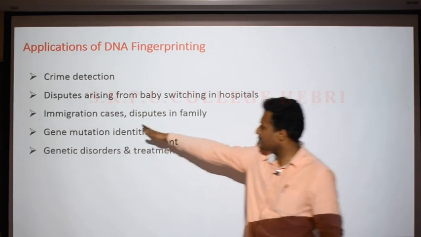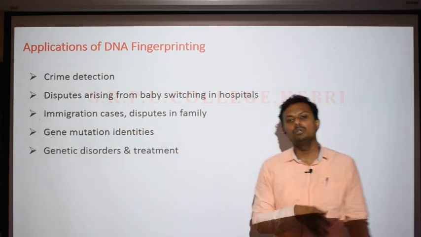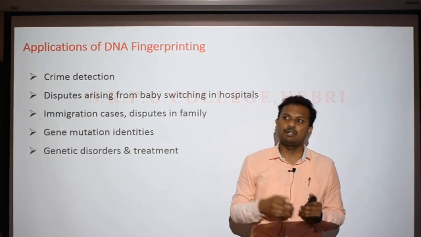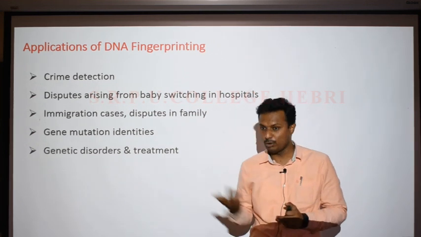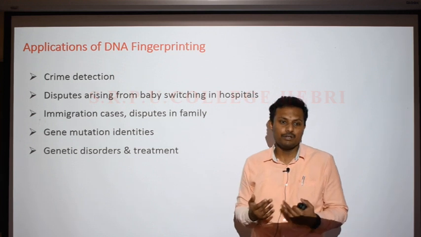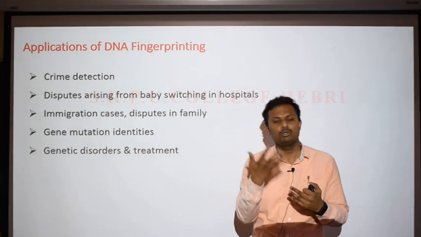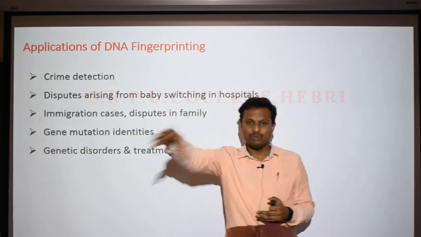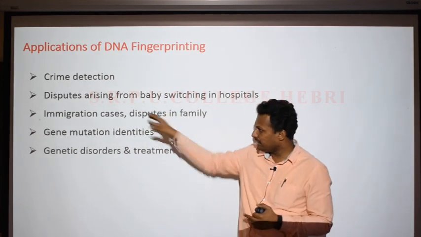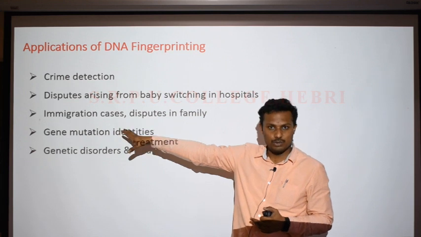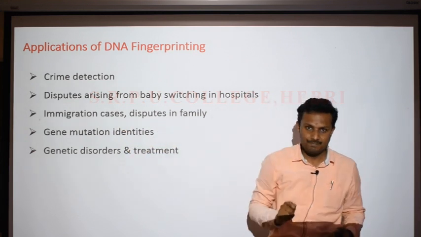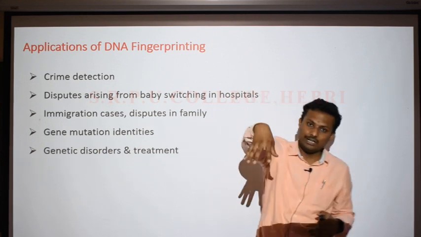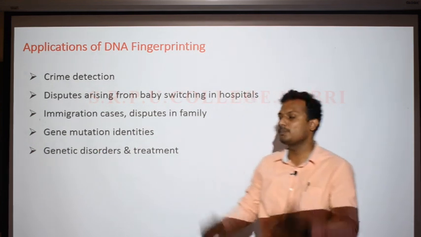Then immigration cases, disputes in family. Immigration cases means whenever we go abroad, or sometimes whenever somebody comes to this country from abroad, mainly because of passport and visa problems, and when we cannot find out where the person originally is from, we can trace him back to his origin by looking at his DNA, so that his parents can be identified, and their locality can be identified, and then their citizenship can be identified.